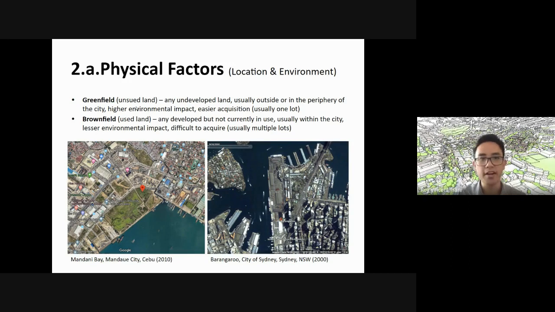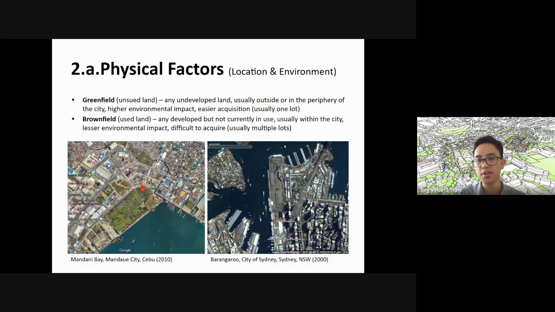Let's see, moving on, this is just a quick slide on the two kinds of development areas that we were taught abroad. I think it's also applicable here. We have green fields, which are unused, aka virgin land, and then the brown fields, which is, for example, a used industrial area that is rezoned into a commercial area, something like that.